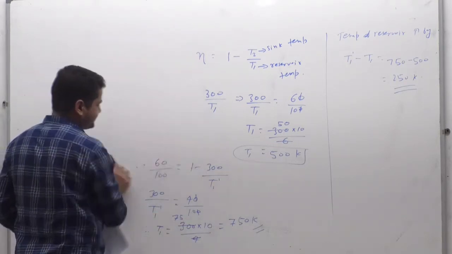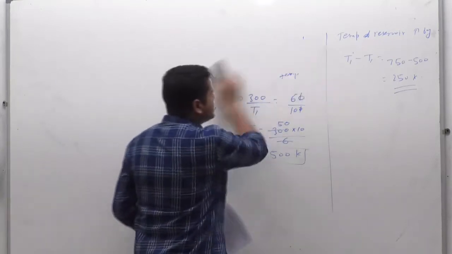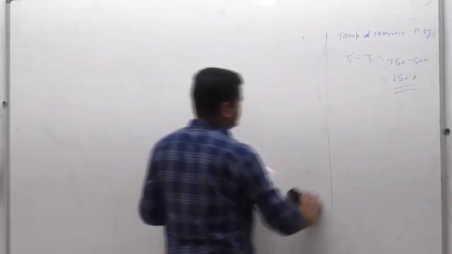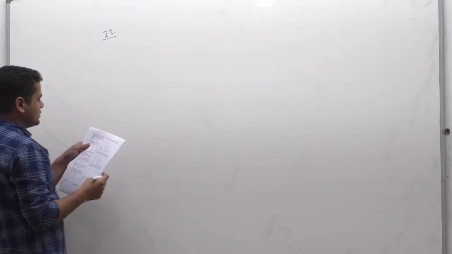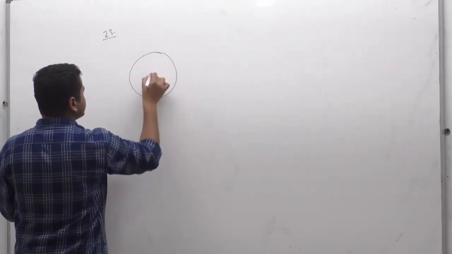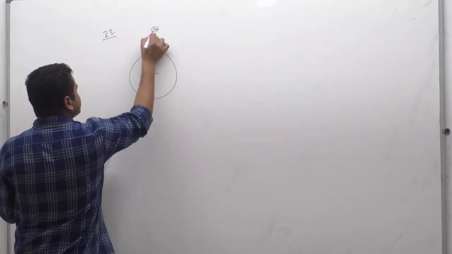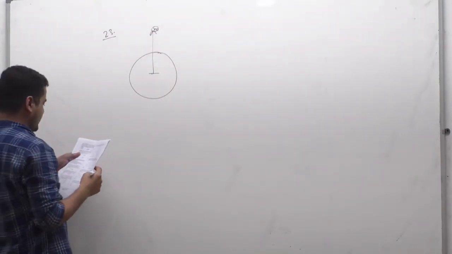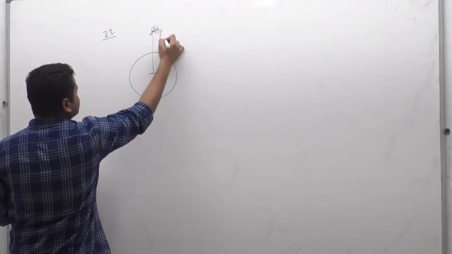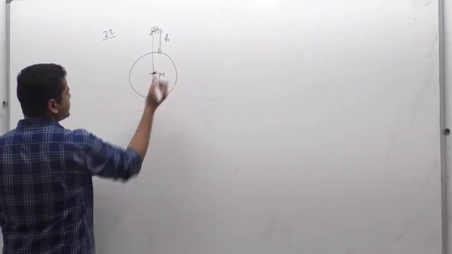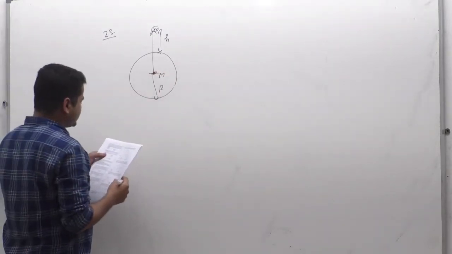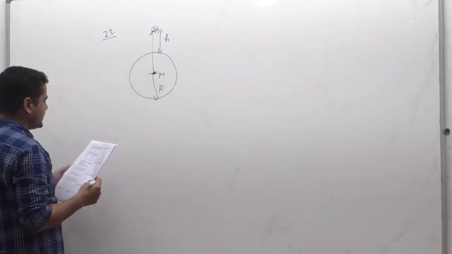For this question, what we can do: suppose this is the earth, the satellite is this one, this is the distance from the center of the earth, and it is at a height h. So this height is h, this is the radius of earth, this is the mass of earth, this is the center of the earth. The value of acceleration due to gravity. Okay. So the question is the total energy of the satellite.